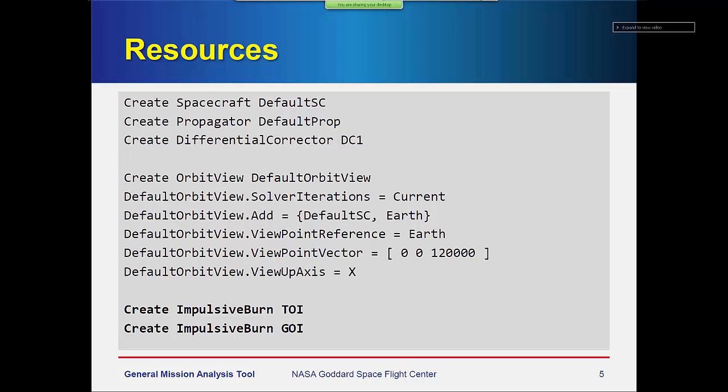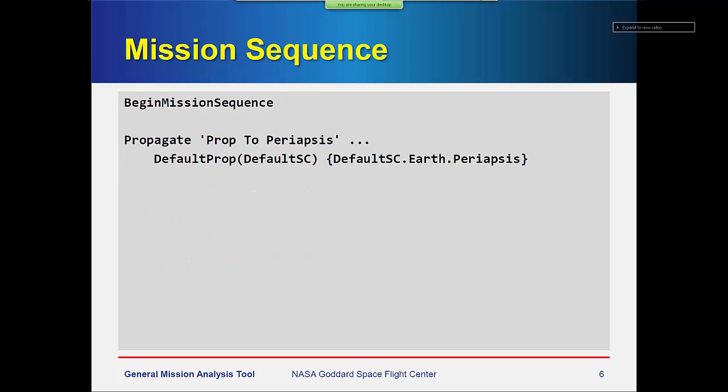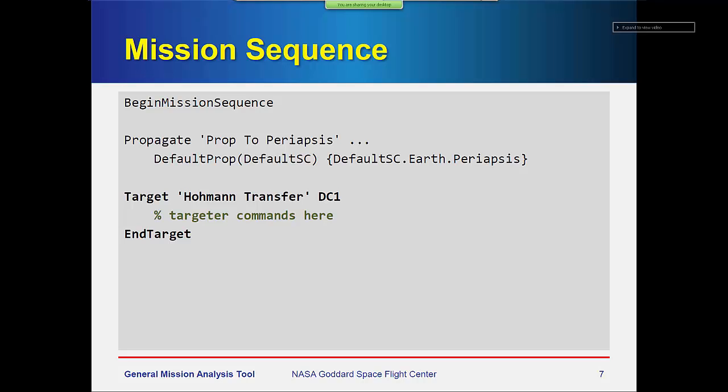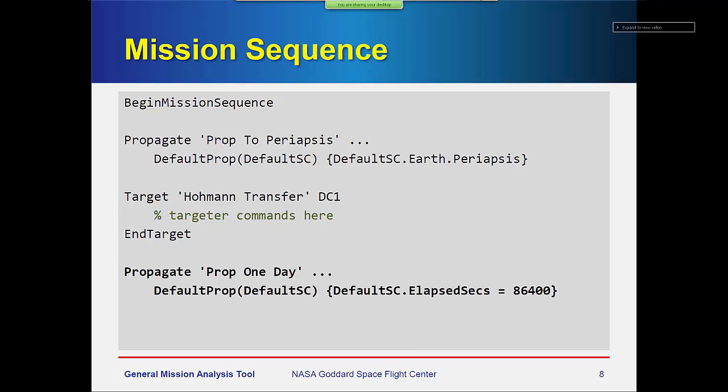Create our 2 burns. And that's the end of the resource configuration. Now we go to the mission sequence. Here's our initial propagate to periapsis. Add our target sequence. We'll fill that in a minute. And then do our final propagation for 1 day.